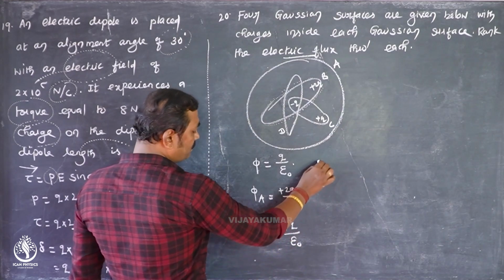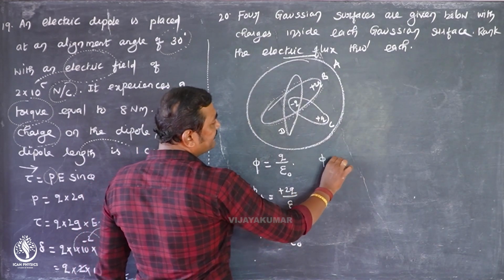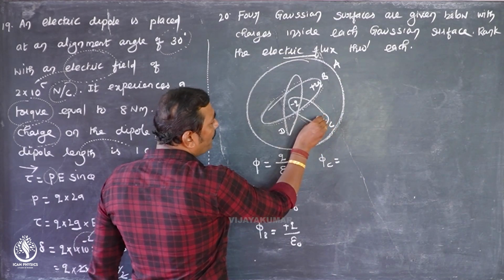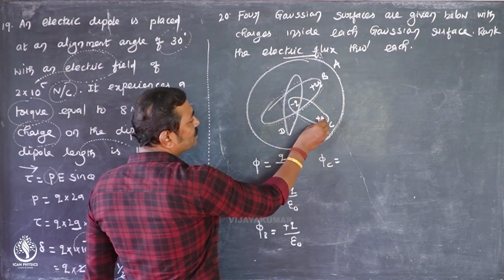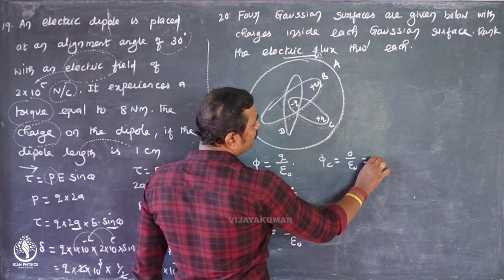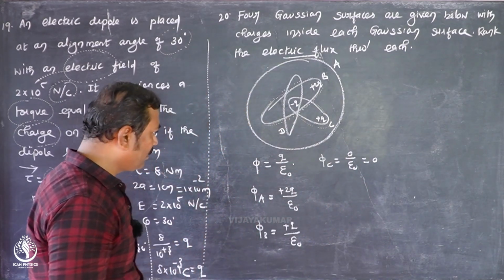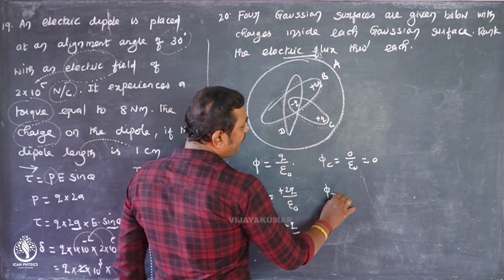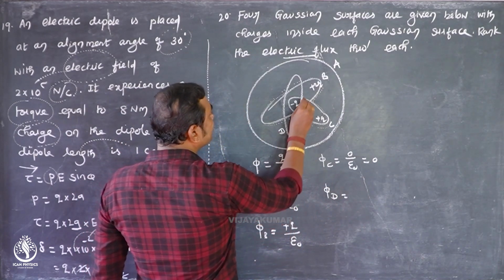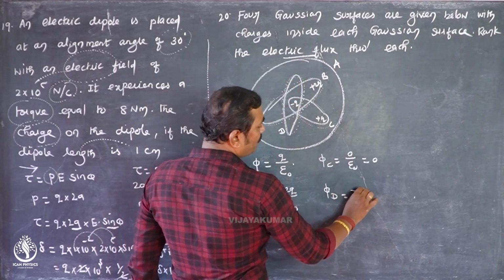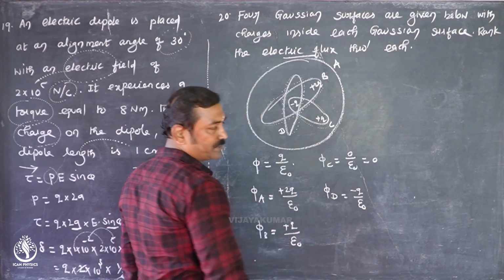Now we are getting into C. So phi C. We are having plus Q minus Q. So total charge is 0. So 0 by epsilon 0 equal to 0. Okay. Now we can go for D. So phi D. So D is a surface which has minus Q. So minus Q by epsilon 0.